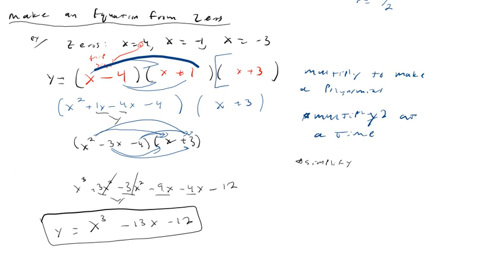X cubed minus 13x minus 12. So whatever equation you get, let's go back to our whiteboard. Whatever equation you get comes from these zeros. And that's the equation that's going to have those as the factors, those as the zeros.